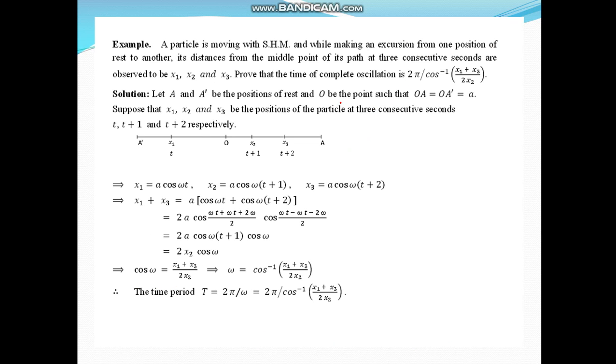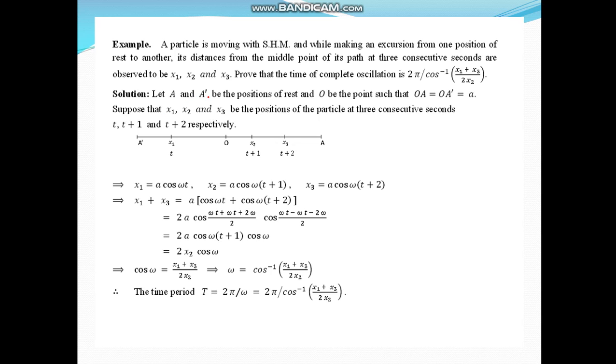The next problem. A particle is moving with SHM and while making an excursion from one position of rest to another, its distances from the middle point of the path at 3 consecutive seconds are observed to be x1, x2 and x3. Prove that the time of complete oscillation is this.